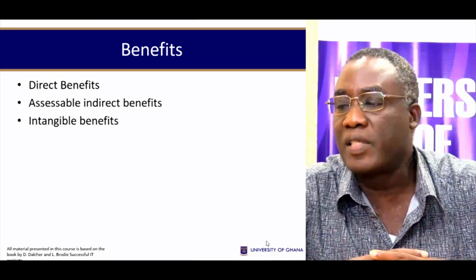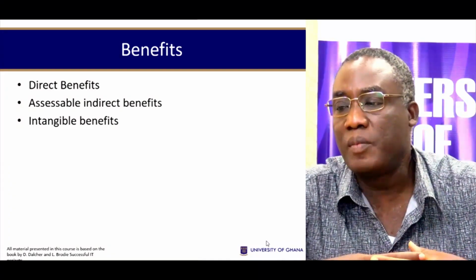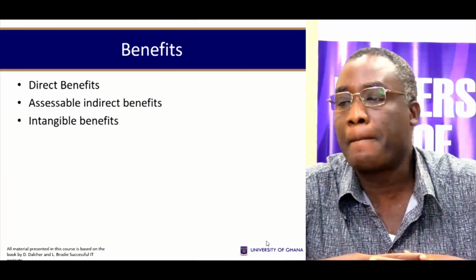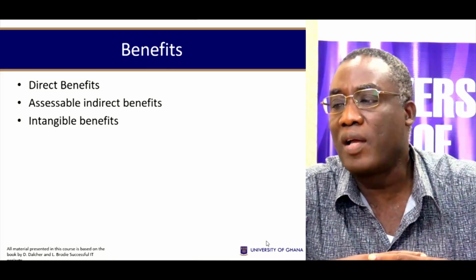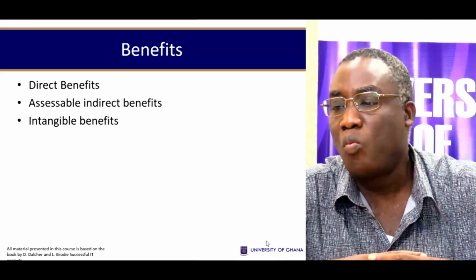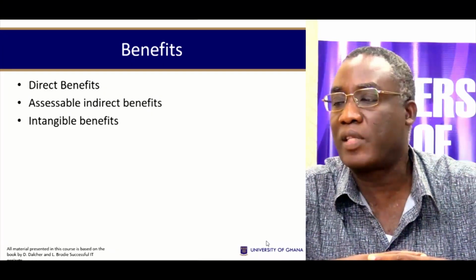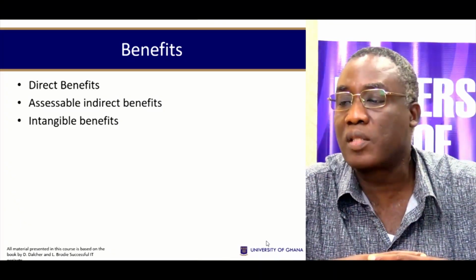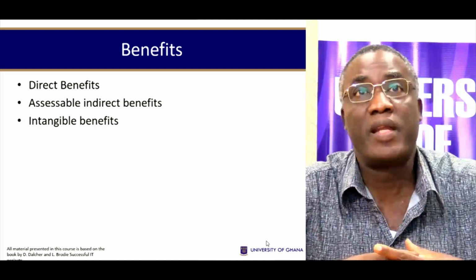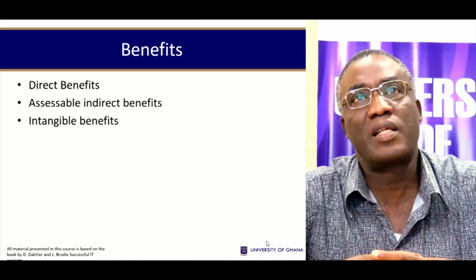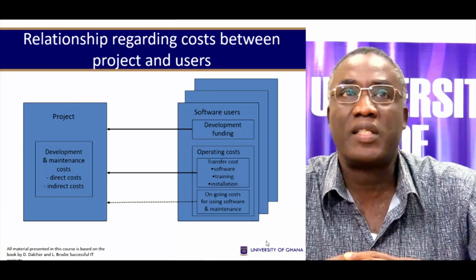Accessible indirect benefits. These are secondary benefits such as increased accuracy of the system, e.g., through a better user interface. And of course, there will be intangible benefits. These are generally longer-term benefits that are more difficult to quantify, e.g., enhanced job interest, reduced staff turnover, leading to lower recruitment costs, for example. Any project that shows excess benefits over costs is something that is clearly worth undertaking. We can relate costs between projects and users.